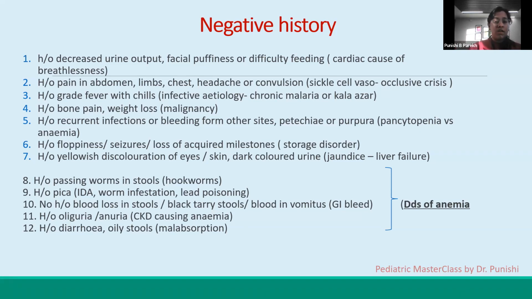History of oliguria or anuria, because again, CKD is associated with anemia of chronic disease. And last but not the least, history of diarrhea with oily stools for malabsorption. Malabsorption impairs your iron absorption and can also lead to anemia. So these are the set of questions that you will be asking if you think you're dealing with anemia. All of these are important, whether or not the mother gives you a history of abdominal distension, because anemia has still been the chief complaint. And you might have cases where the informant doesn't give you a history of abdominal distension.